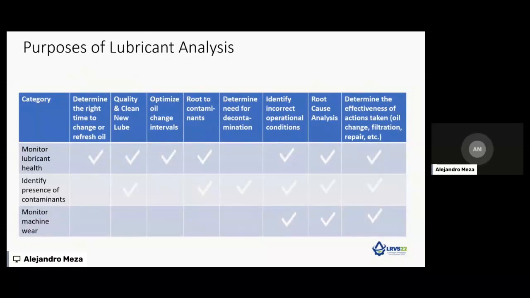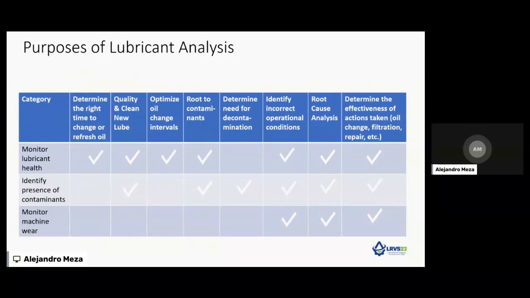What are the purposes of lubricant analysis? We may consider different options. And I just mentioned some examples here in this slide. We have on the left-hand side the three categories that I mentioned: lubricant health or lubricant properties, the presence of contaminants, and machine wear. The first column says determine the right time to change or refresh the oil.